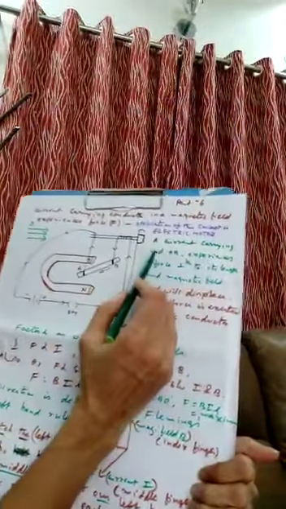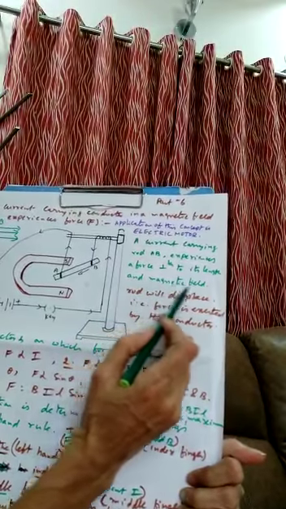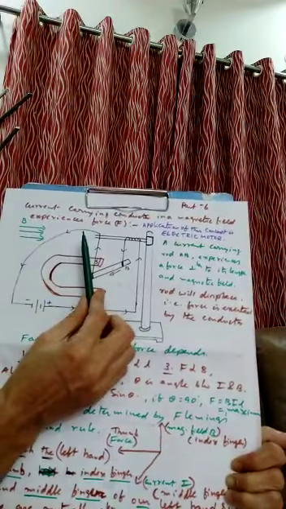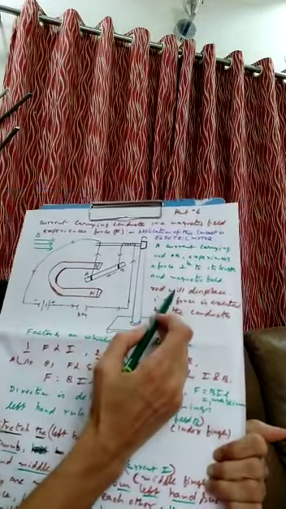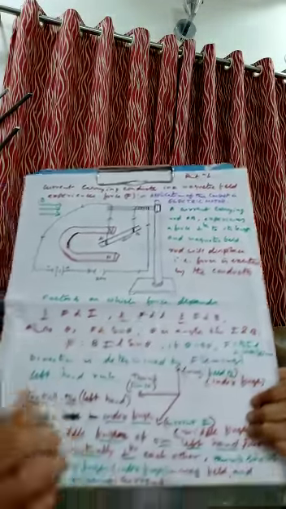A current carrying rod AB experiences a force perpendicular to its length and the magnetic field. Its length is like this and its magnetic field is like that. So the force is exerted perpendicular to both. The rod will be displaced, that is, force is exerted on the conductor.